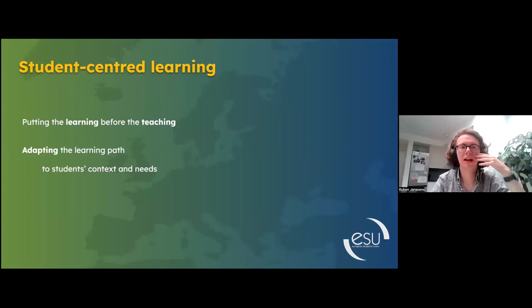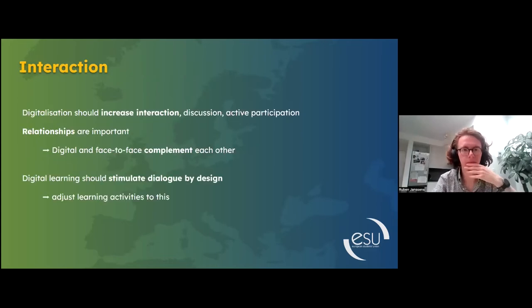So what does this look like ideally? Well, it is about student-centered learning. Like I introduced before, with digital learning, we can put the learning before the teaching because we can offer these really flexible and diverse learning methods for the students. And we can adapt the learning path to the needs and the context of each student because we can offer these different methods, and we can also automatically adapt the methods that are offered to the students based on how they've been performing before as well.